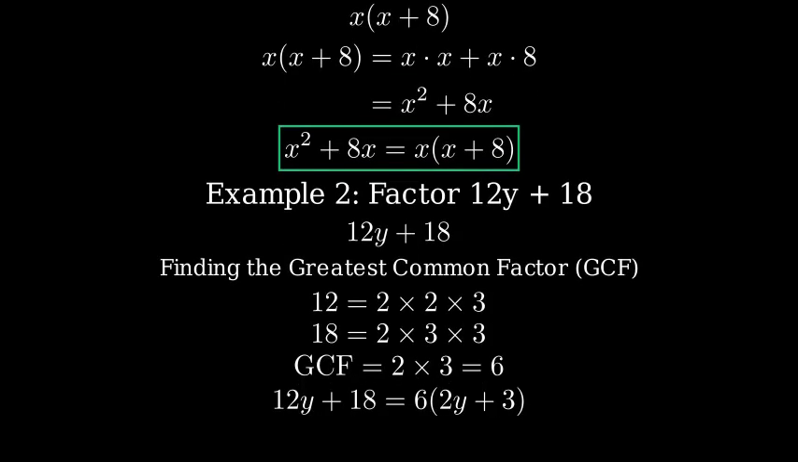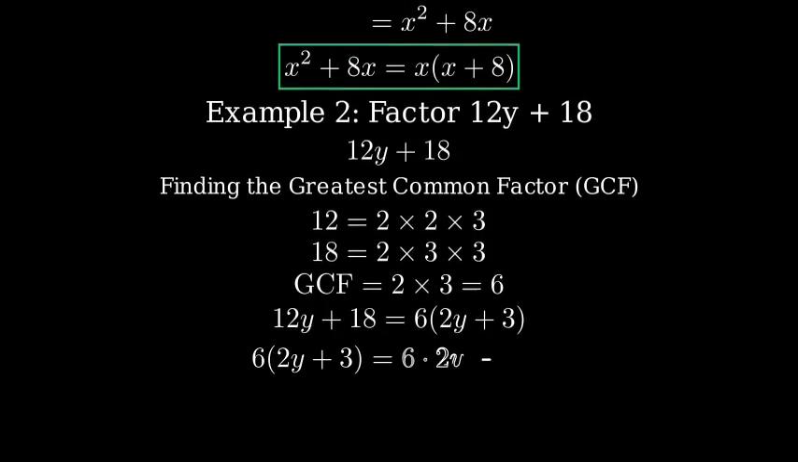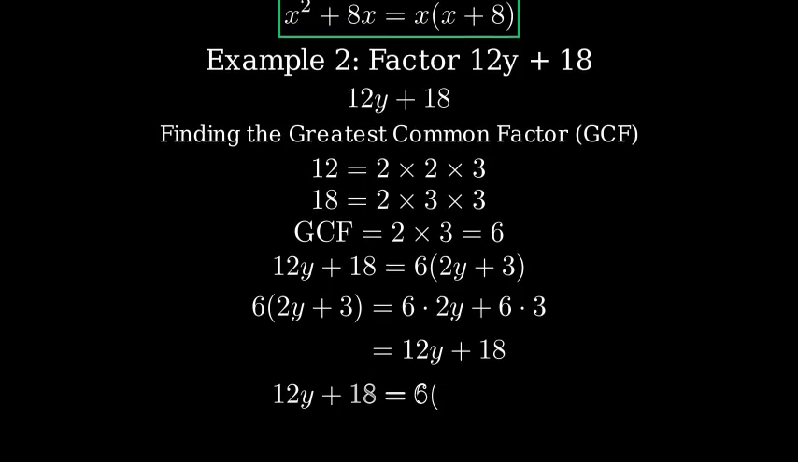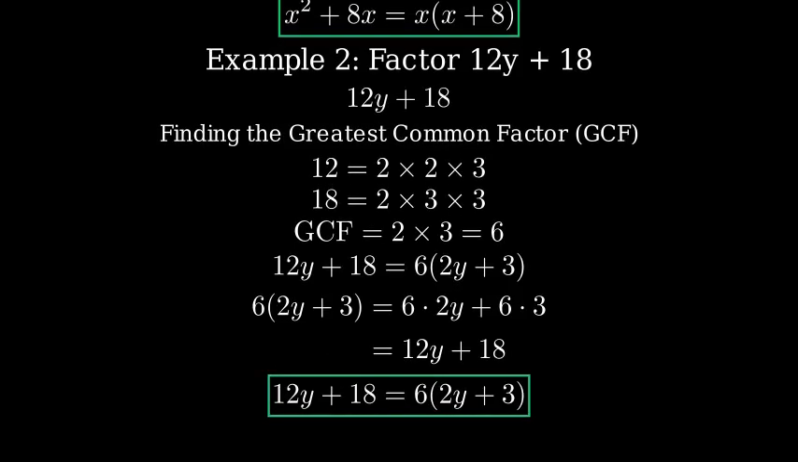So we can rewrite our expression as 6 times (2y plus 3). Let's verify. 6 times 2y is 12y, and 6 times 3 is 18. So 6 times (2y plus 3) equals 12y plus 18. Our factorization is correct. Let's continue with our third example.